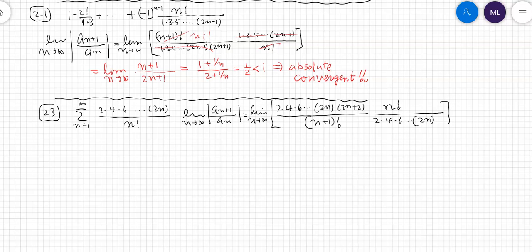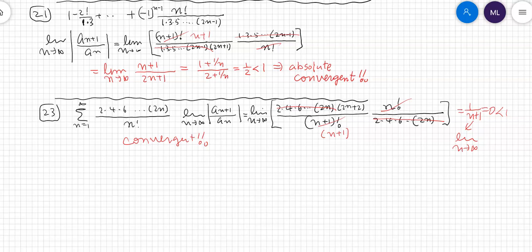Okay, so now we have a lot of cancellation to do. All of this cancels with this. This disappeared, that disappeared. What's left? N plus 1 left. So this is basically 2 over n plus 1, which goes to 0 because the limit as n goes to infinity equals 0. Okay, equal to 0, so less than 1. So convergent. All right. That's up to 23, and let's do 25.